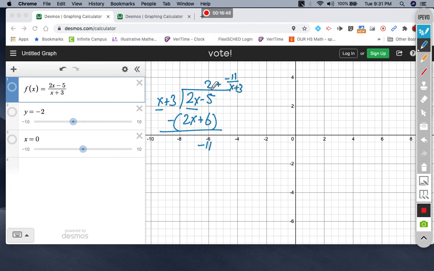So I can look at my function. 2x minus 5 over x plus 3 is going to equal 2 minus 11 over x plus 3. But again, this is a number divided by something. We said that dies off. That goes to 0. So my end behavior here, my horizontal asymptote, should be at y equals 2. My vertical asymptote should be where x plus 3 equals 0. So that should be at x equals -3.